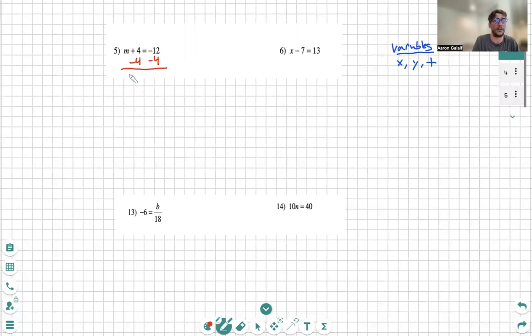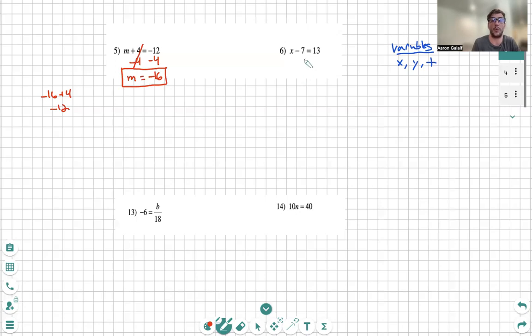Then we will see that plus 4 minus 4 cancels. We'll only have an M on the left side. Negative 12 minus 4 is negative 16. That will solve our equation. And if we test it back in, negative 16 plus 4 is equal to negative 12, which is the right side of the equation. So we have perfectly used one-step solutions to solve these equations.